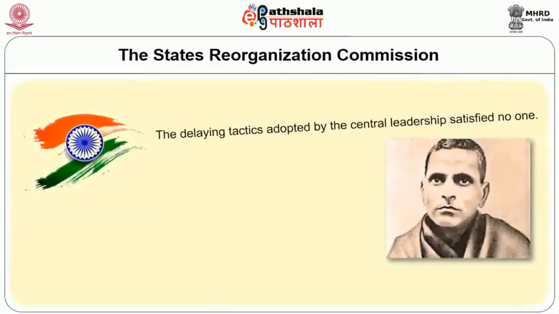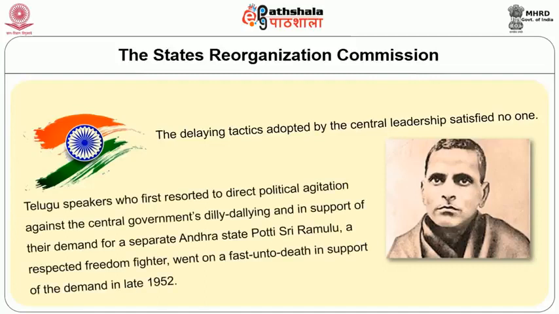The delaying tactics adopted by the central leadership, as we saw in the case of the Dar Commission recommendation and the JVP Commission recommendation, satisfied no one. However, it was the Telugu speakers who really took the issue in their hands, and there was a massive protest demanding a separate Andhra state.